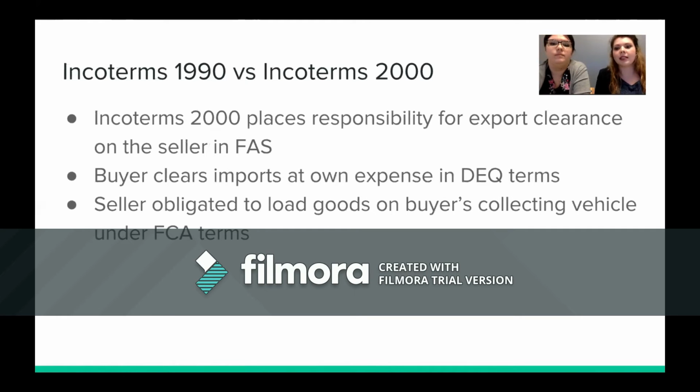So, Incoterms 1990 versus Incoterms 2000. Incoterms 2000 places the responsibility for export clearance on the seller in FAS and requires the buyer to clear imports at its own expense in DEQ terms. And it obligates sellers to load the goods on the buyer's collecting vehicle under FCA terms, and Incoterms 1990 does not.